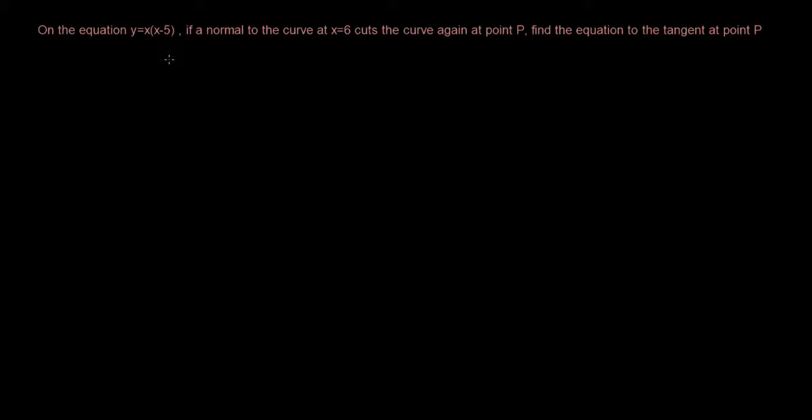So on this quadratic equation or parabola, if a normal to the curve at x equals 6, so at x equals 6 you're going to draw a normal, which is a straight line that is perpendicular to the tangent line at x equals 6. If the normal cuts the curve again at point P, so we don't know where point P is right now, find the equation to the tangent at point P.